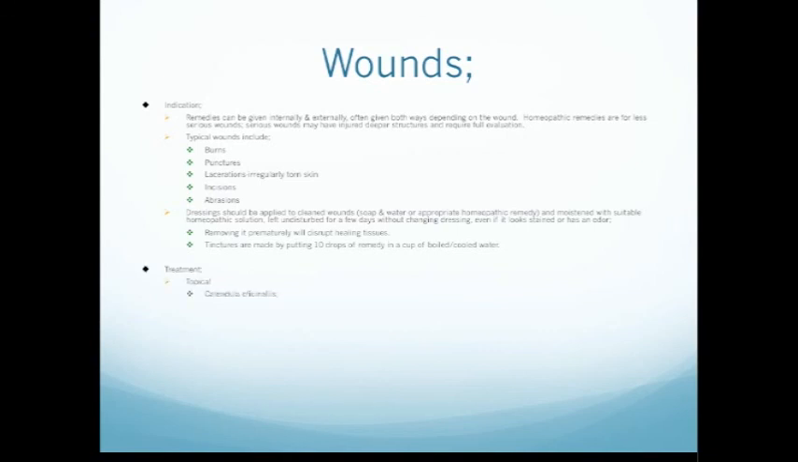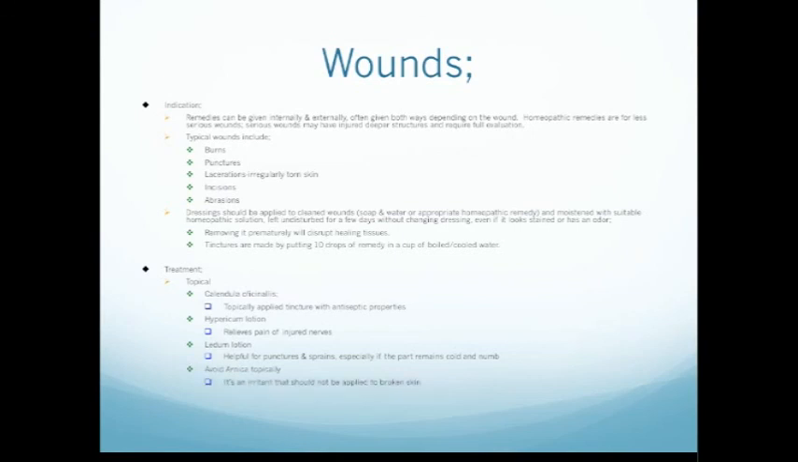Treatments include topical therapy such as Calendula officinalis. This can be topically applied. It's got antiseptic properties. Hypericum lotion relieves pain of injured nerves. Ledum lotion is helpful for punctures and sprains, especially if the part remains cold and numb. Avoid arnica topically. It's an irritant that should not be applied to broken skin.